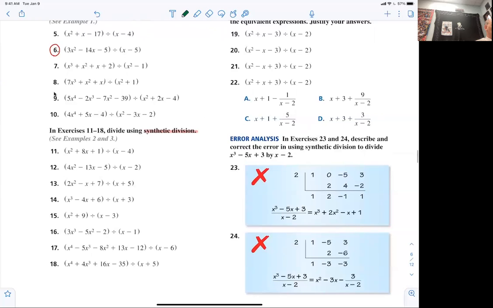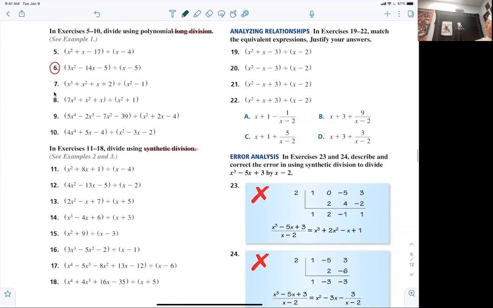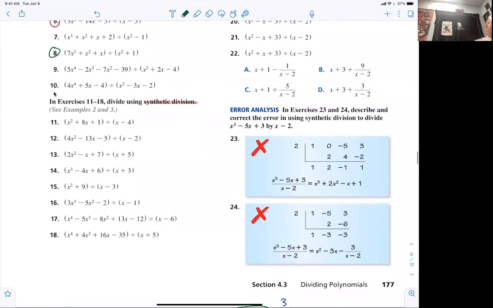So now that was number, which one? 7. So try 8. All right, now let's just try 9 because it's a little bit longer.